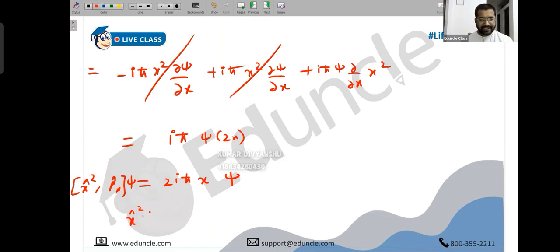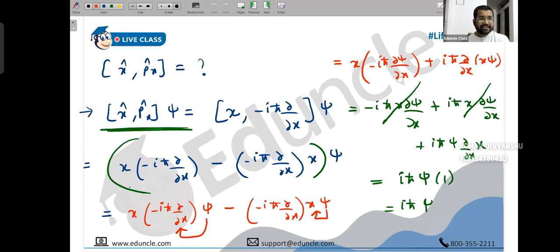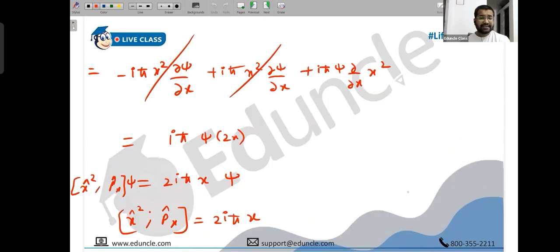So what do we have? x cap squared comma p cap x is 2i h squared x, people. Can you generalize this? We calculated x, that's i h squared, but now I have 2i h squared x. The power of x will come down. We need another example to check.